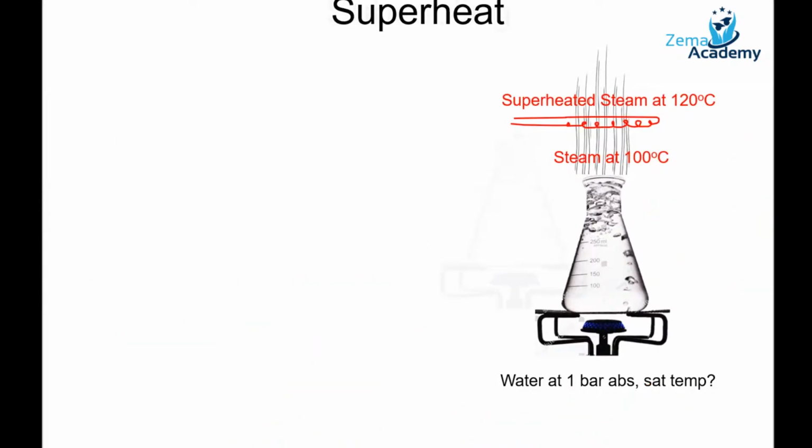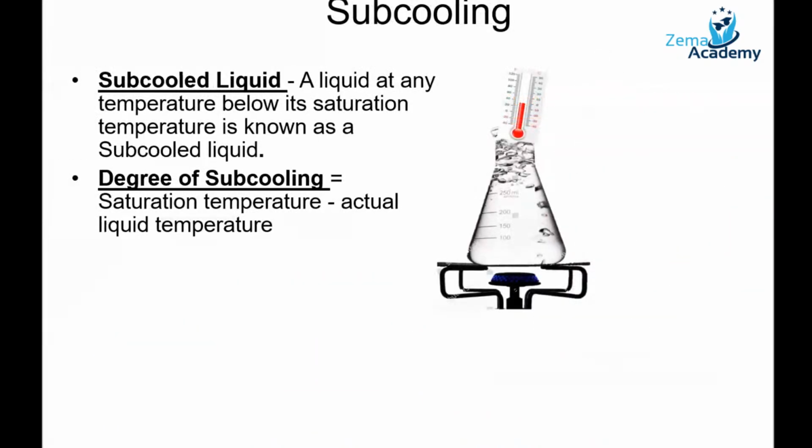And the next one, similar to the superheat, is the subcooling. Again, this is the opposite end of boiling, which is the cooling. So this is referring to any temperature below its saturation temperature. And we can calculate the degree of subcooling: degree of subcooling is Tsat minus T actual.